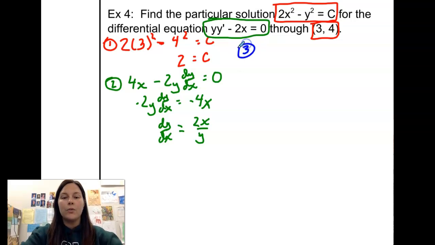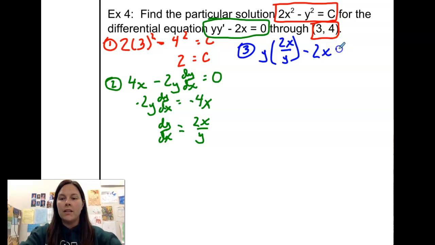Subbing that into our differential equation, we have y times our derivative, the 2x over y, minus 2x equals 0. Y's cancel, leaving us with 2x minus 2x, which of course is 0.